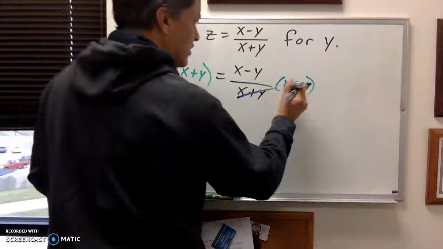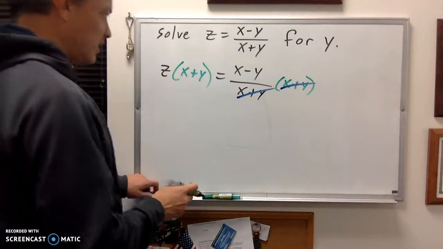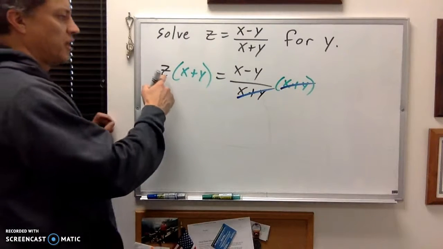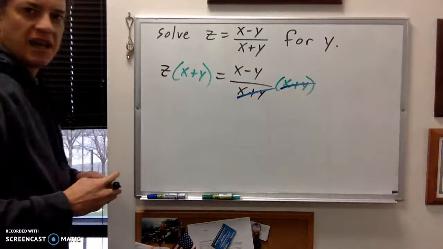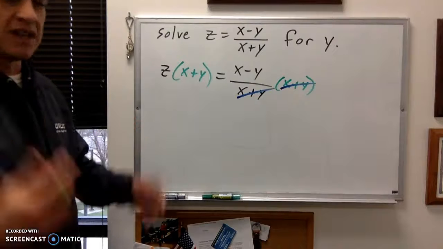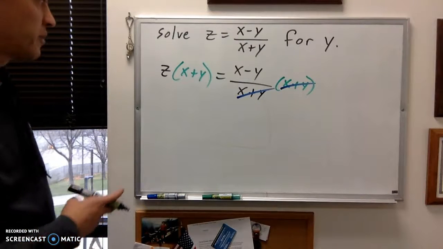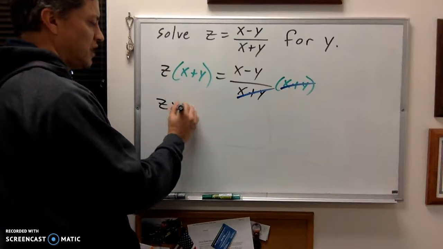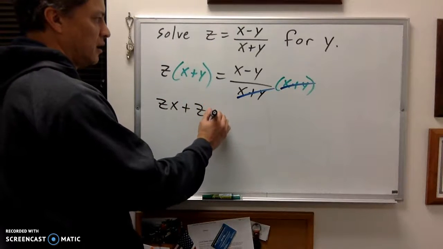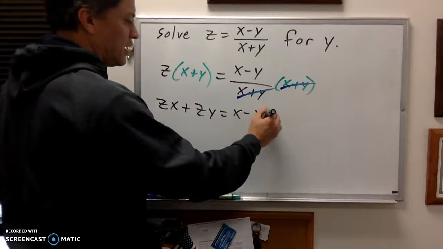And what that does is it gets rid of our fractions, so now we're left with z times the quantity of x plus y equals x minus y. And I usually ask people, well, what do you think needs to happen next? Usually they're pretty good about spotting this, and it's distribute the z through. So we'll do that. Zx plus zy equals x minus y.